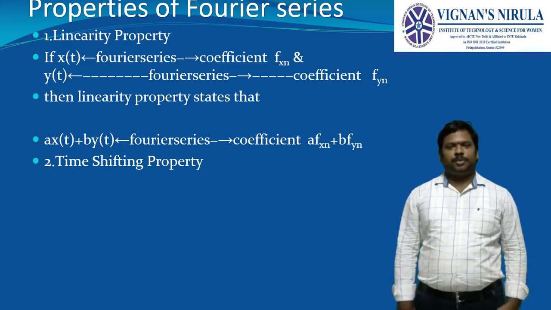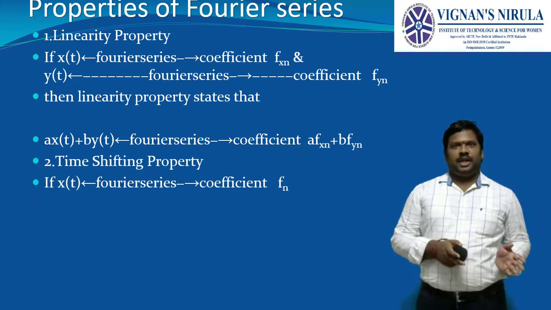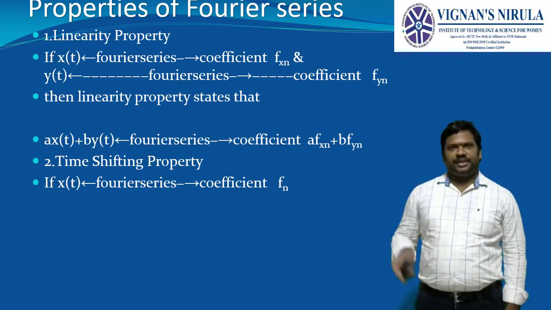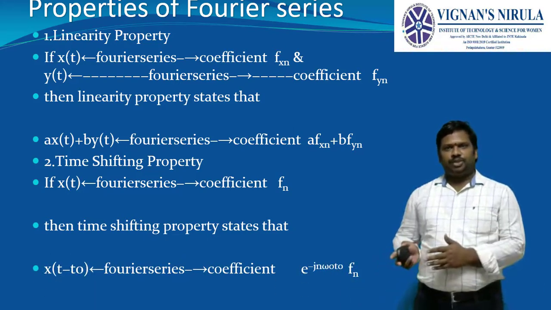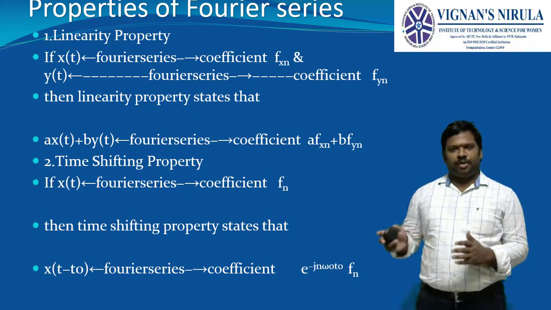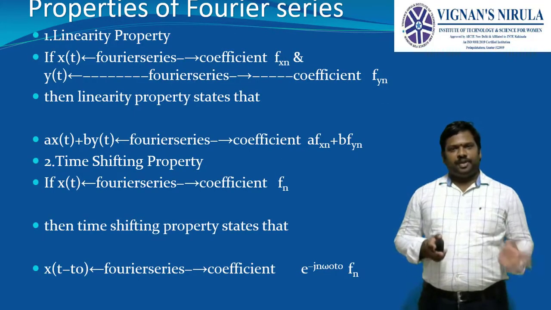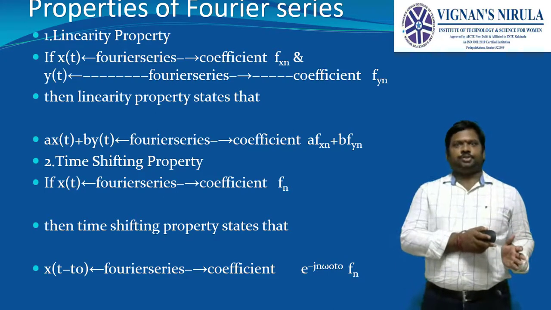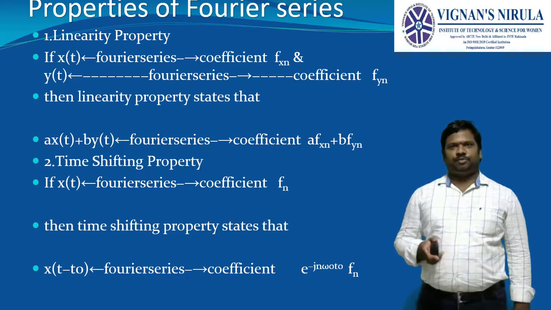Then the time shifting property. For the given x of t whose Fourier series coefficient is Fn, the time shifted version x of t minus t naught has the Fourier series coefficient given by an exponential term multiplied with Fn, that's e power minus j n omega naught t naught into Fn. That is the time shifting property. E power minus j n omega naught t naught, that exponential term will be multiplied with the corresponding Fn, where Fn is the Fourier series coefficient of x of t.